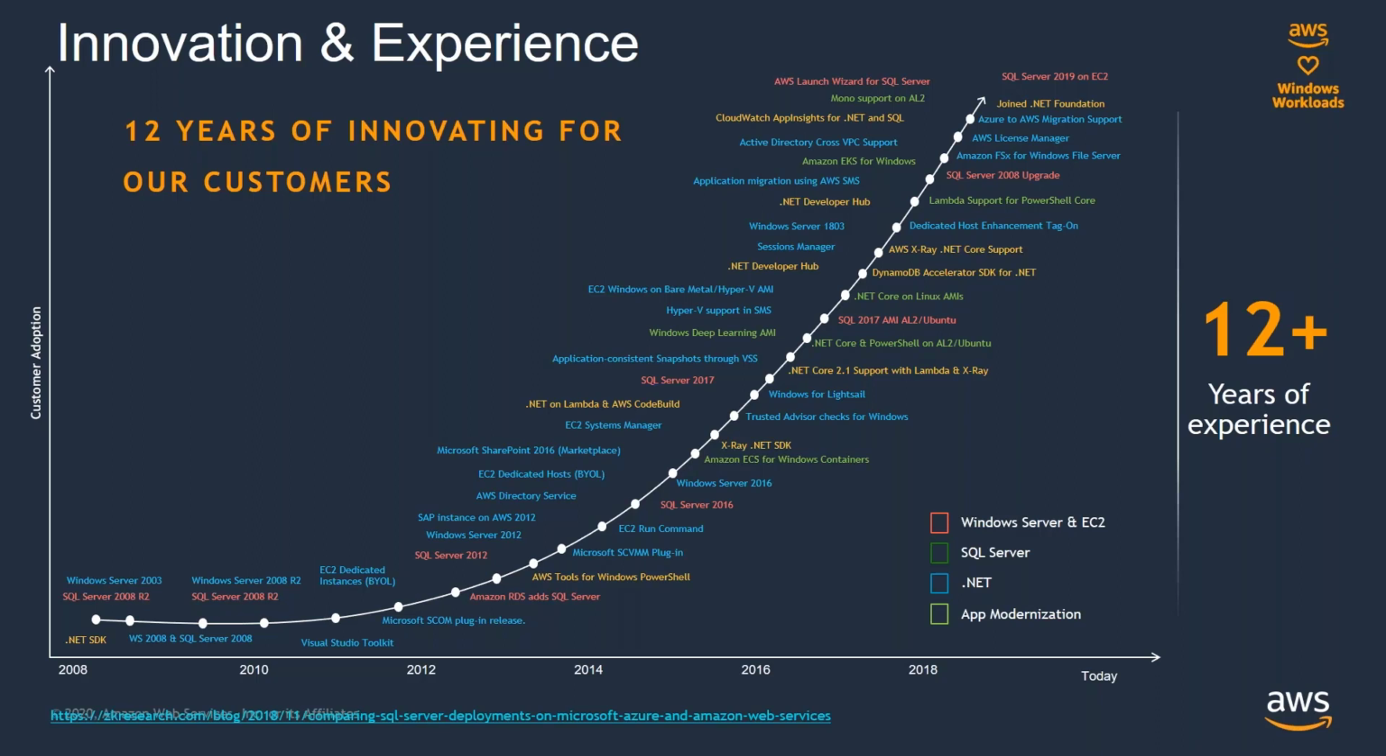We have made lots of innovation. As you can see on this screen, there's a lot of information to read, but I'm just going to highlight the SQL Server piece. We have provided all the innovations as SQL Server grows to make sure that all the SQL Server versions and editions are capable of running on AWS. Recently, we have provided support for SQL Server 2019 on EC2, which means that you can run the latest version of SQL on AWS as well.